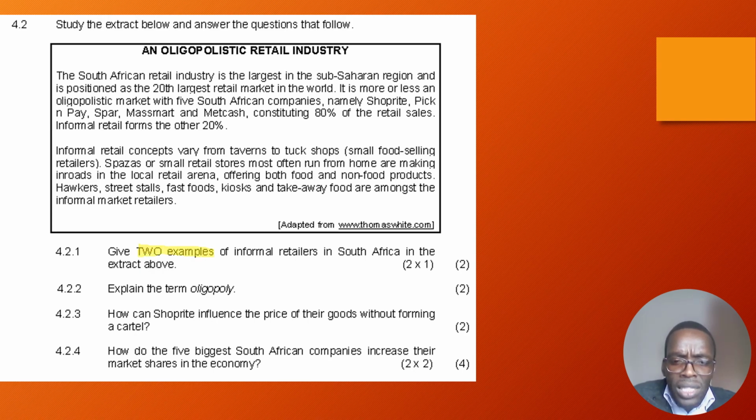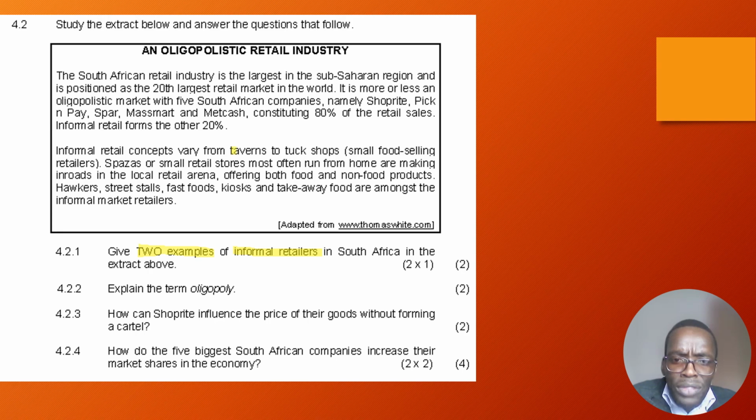These are 2 examples of informal retailers. Okay, so it means my examples are supposed to be speaking to informal retailers, and these examples are supposed to come from the extract. Now from here you can see that the informal retailers concept varies from taverns.